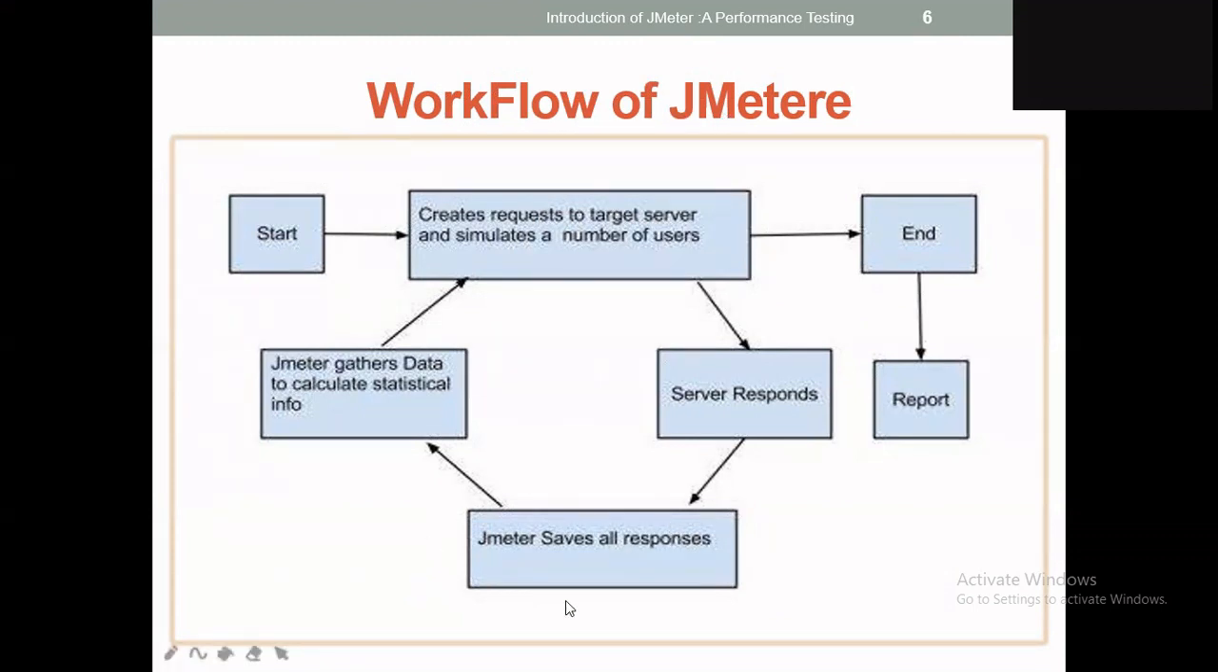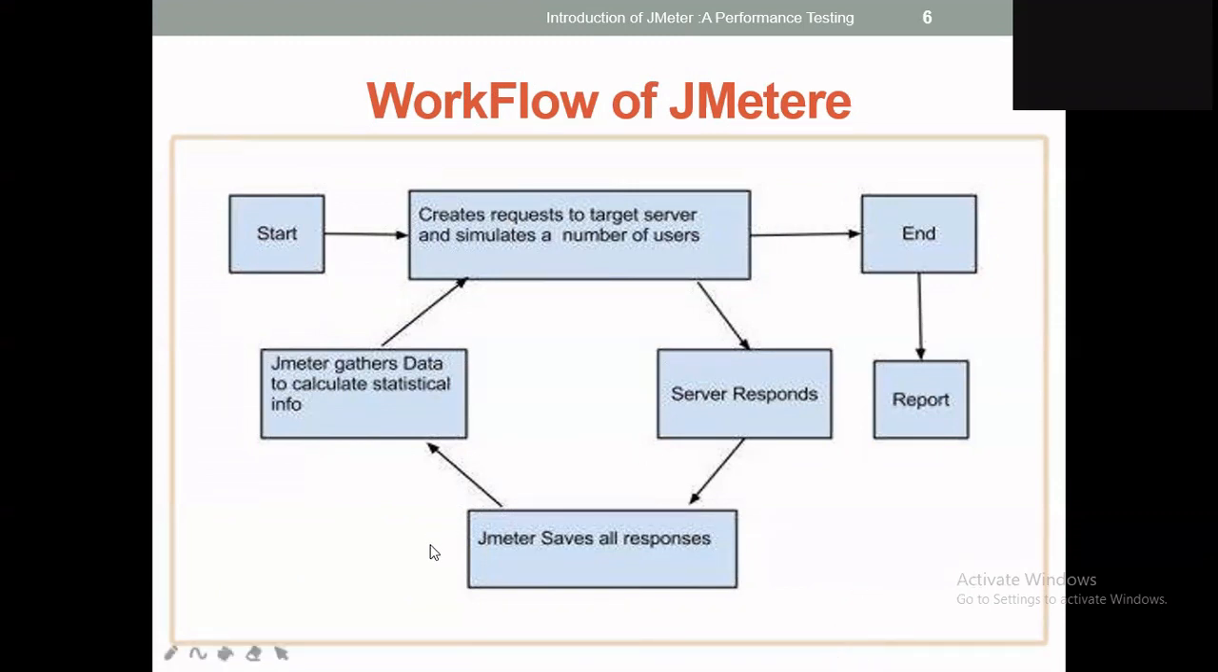Then JMeter saves the responses of all the servers and the virtual users which are created by JMeter. And then JMeter gathers that data from different servers and users and calculates the statistical information. And then we will get the output for a particular test case or test plan. And then we can generate a report in different formats. It may be a pictorial format like graphs, or it may be a table format, or it may be an easy format which is understandable by the user.